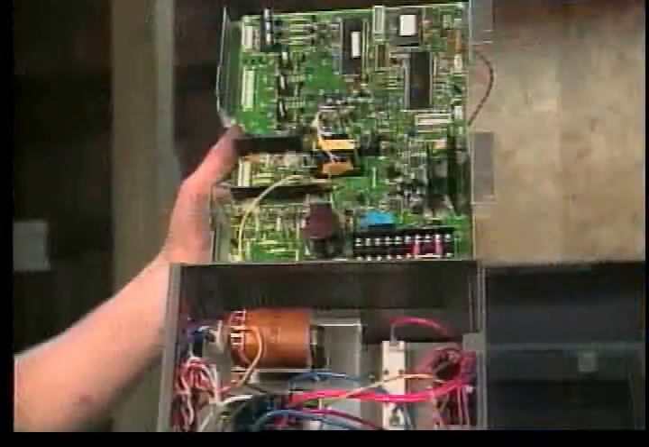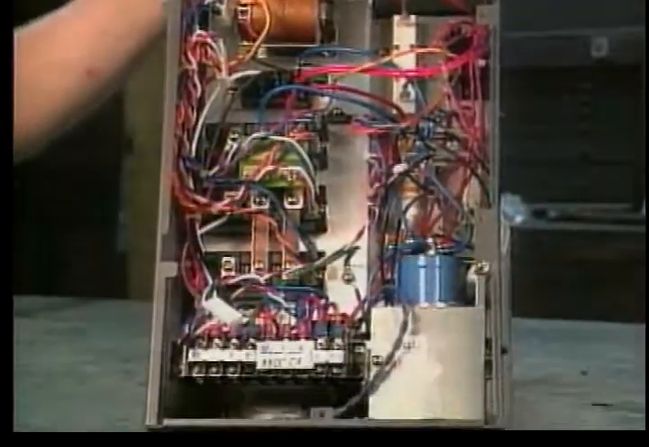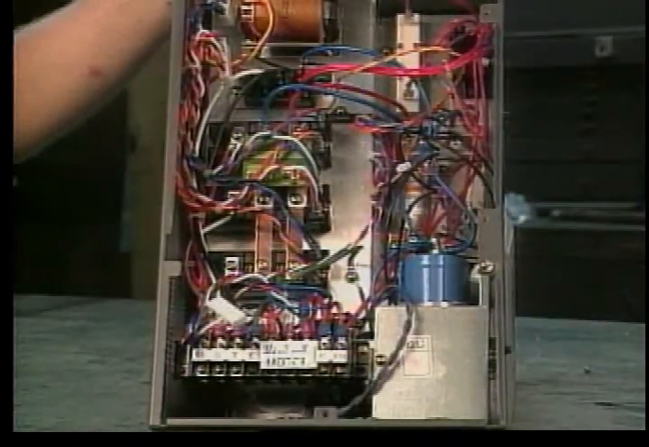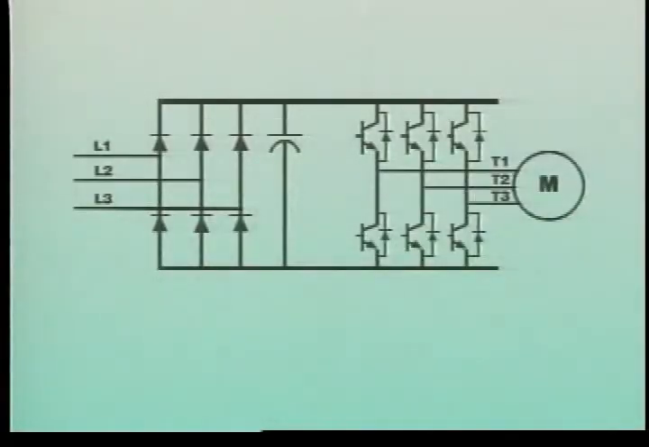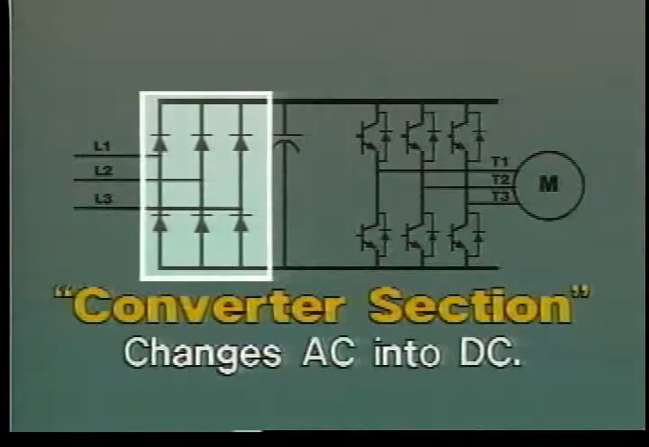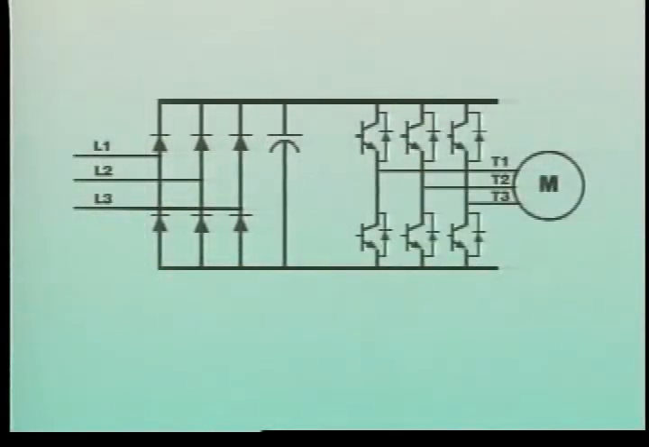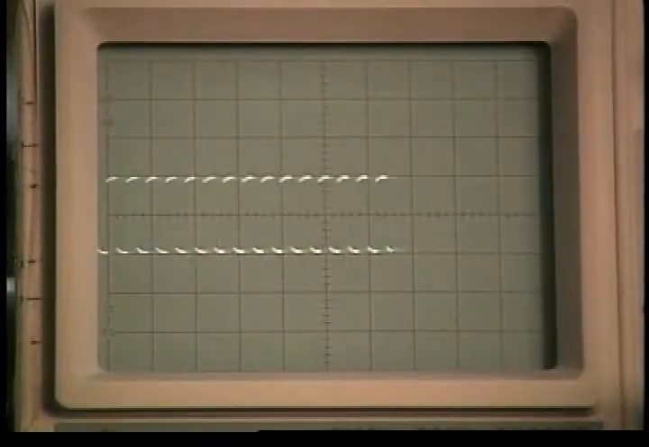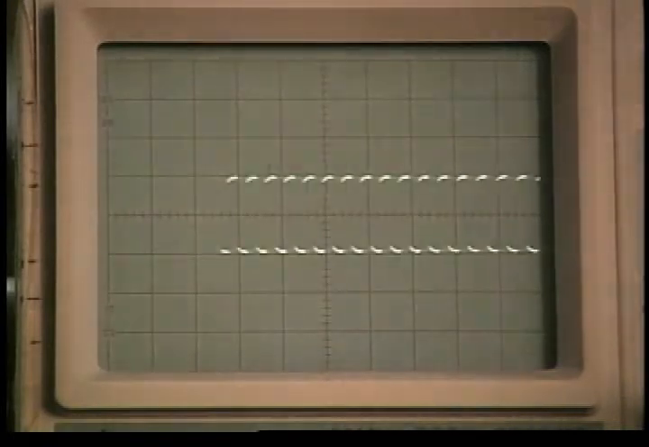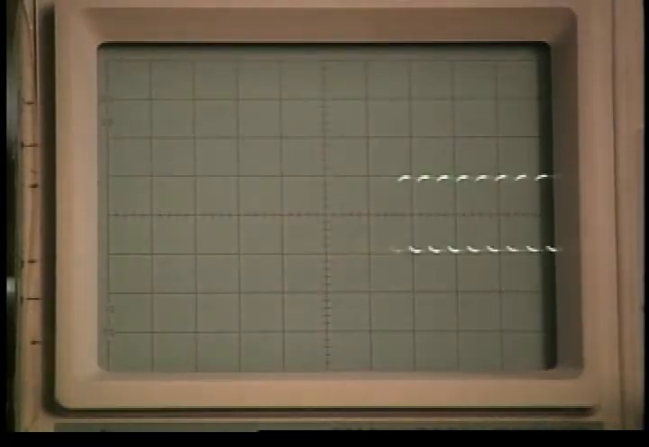All inverters have three main sections that together produce the adjustable frequency and voltage required by the motor. The first section, the converter or front end, changes all three phases of the incoming alternating current, AC, into direct current, DC. The converter section uses solid-state rectifiers which permit current to flow in one direction only. Separate banks of rectifiers clip the AC wave in half. This creates pulses of positive and negative DC current.